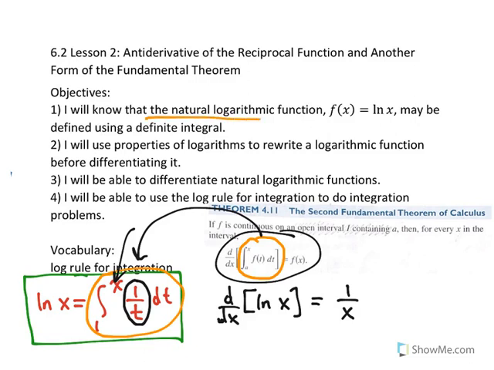In our lesson today, we looked at how the natural logarithmic function f of x equals natural log of x may be defined using a definite integral. And then using the second fundamental theorem of calculus, it became very easy for us to find the derivative of the natural log function. And then we did some differentiation problems, but we began by using properties of logarithms to rewrite our logarithmic functions to make the differentiation easier. And then we looked at the log rule for integration and a couple of examples.